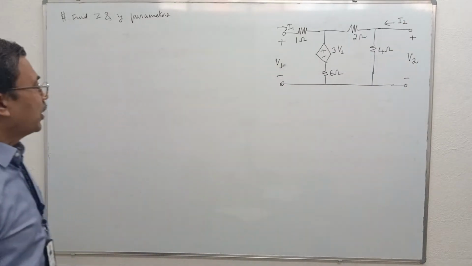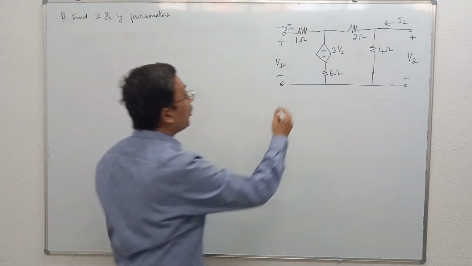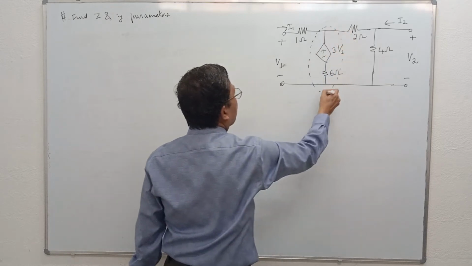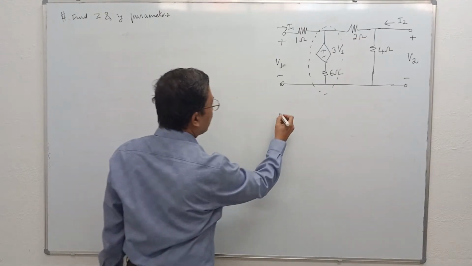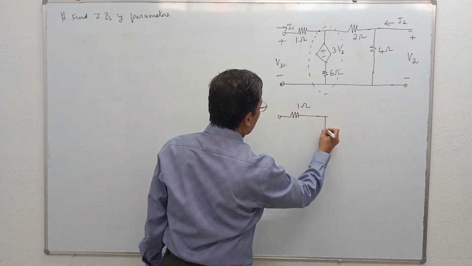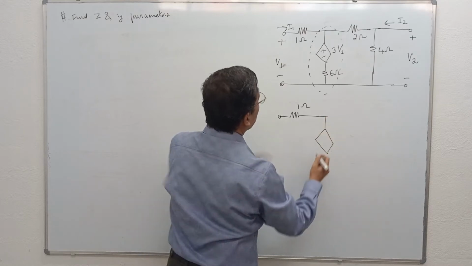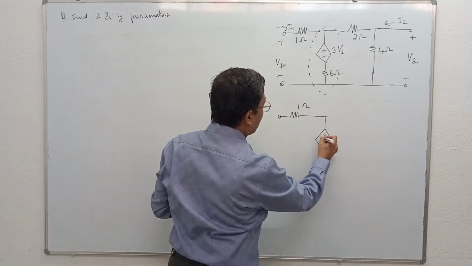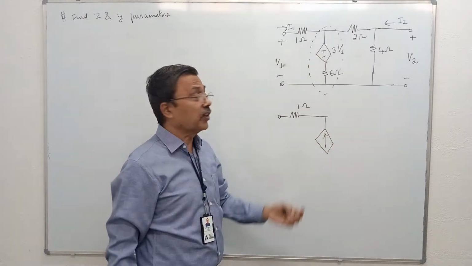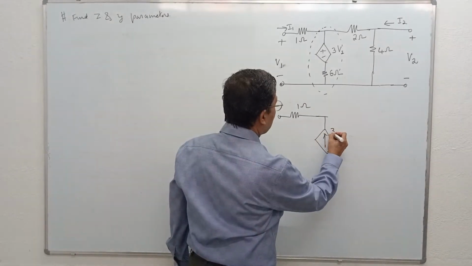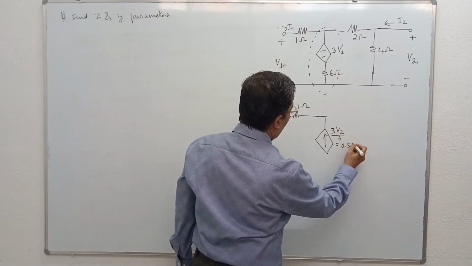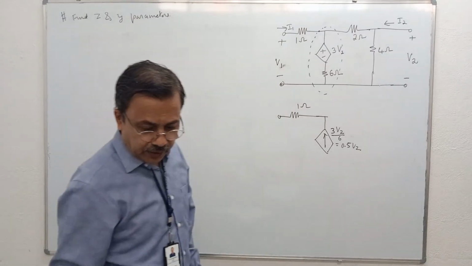You have to find Z and Y parameters. What we do is we convert this voltage source into an equivalent current source. So we get the circuit shown below. 1 ohm resistor. The voltage source becomes a current source, where the plus terminal is, there the tip of the arrow must come for the current source. What is the value of this current source? It is 3V2 divided by 6. That means it is 0.5 V2.